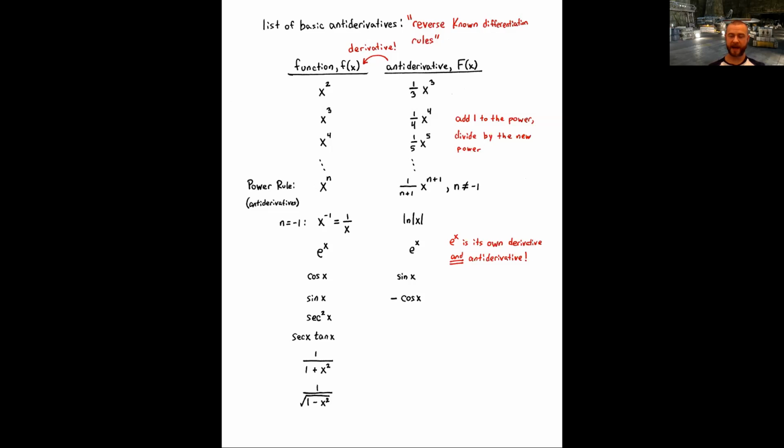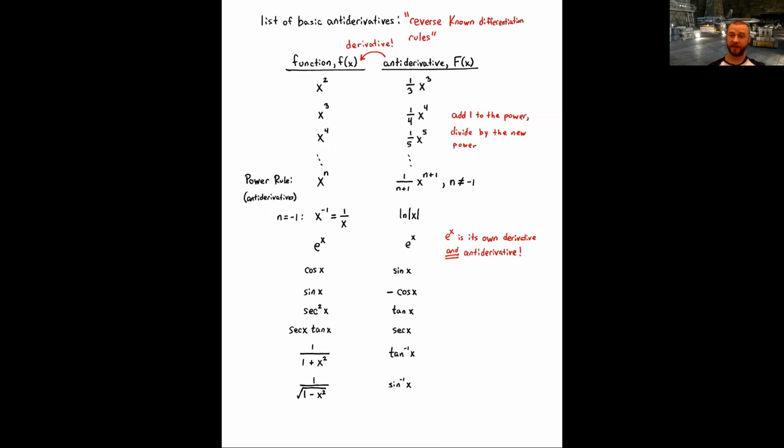All right, welcome back. Hopefully you were successful. Hopefully you still remember your list of basic derivatives. Do you know a function that differentiates to secant squared? You probably do. The derivative of tangent is secant squared. We now reverse that and say an antiderivative for secant squared is tangent.